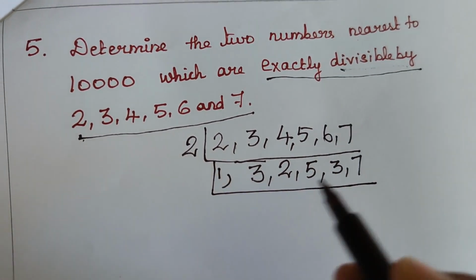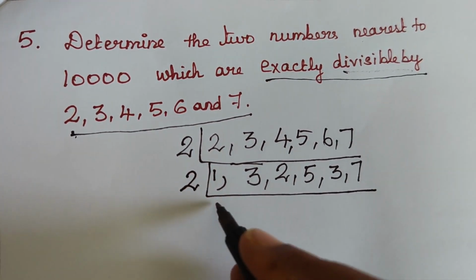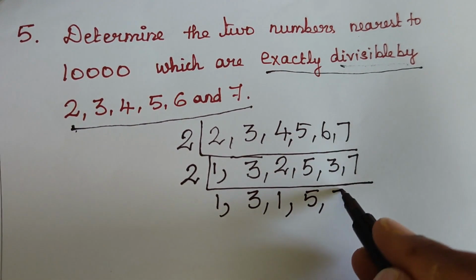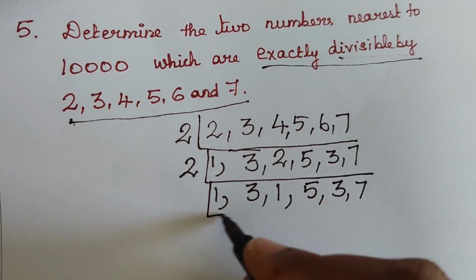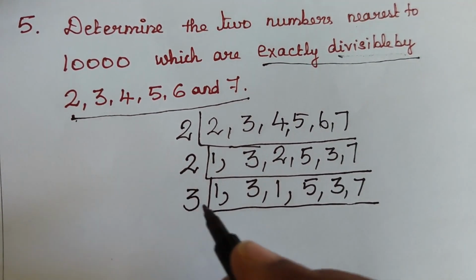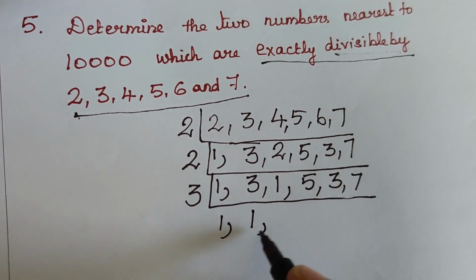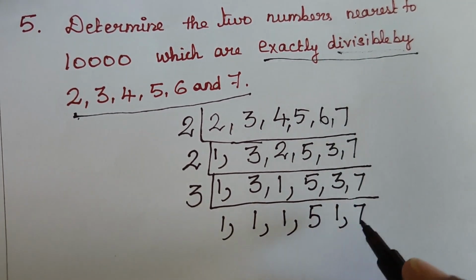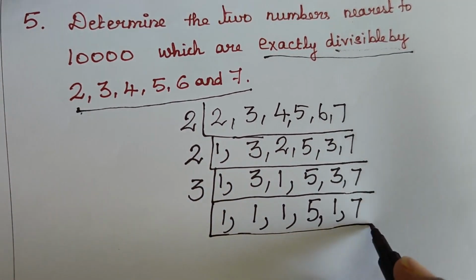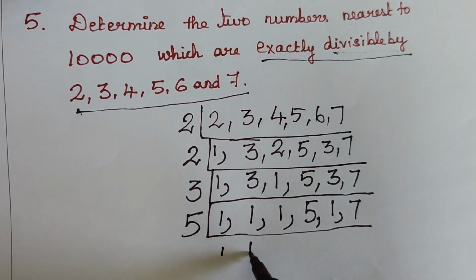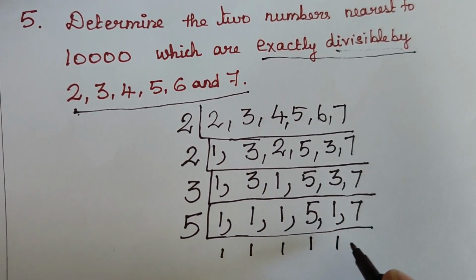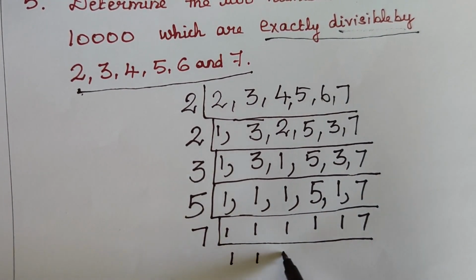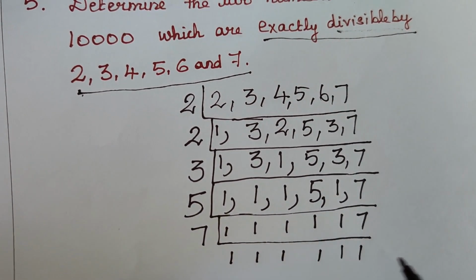Now, I will finish off 2. 1, bring down 3, in 2, 2 goes 1 time, bring down 5, bring down 3, bring down 7. Now again we shall finish off 3: 3 divided by 3 is 1, 1, bring down 5, 3 divided by 3 is 1, bring down 7. Now finish off 5: 1, 1, 1, 5 divided by 5 is 1, 1, 7. Finish off 7 also: 1, 1, 1, 1. 7 divided by 7 is 1.